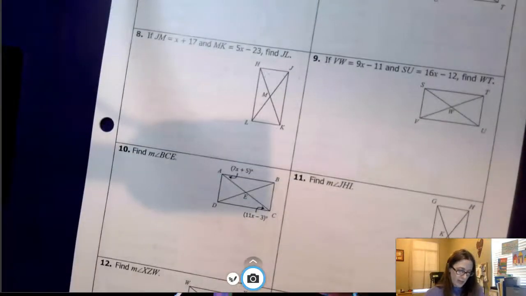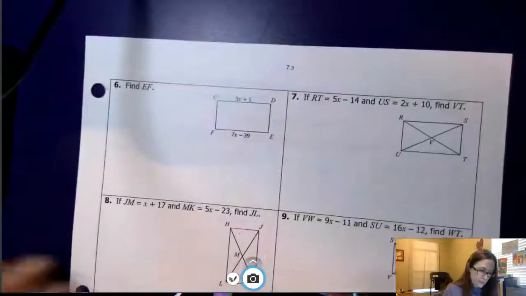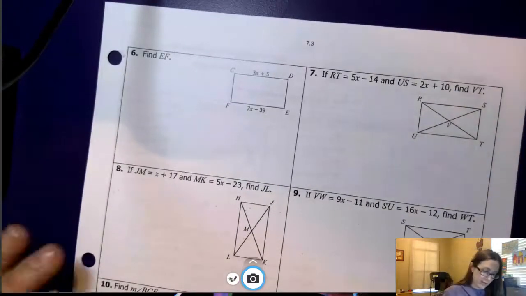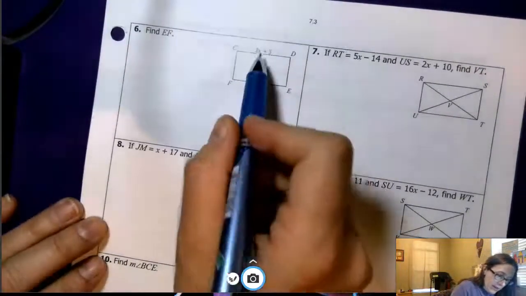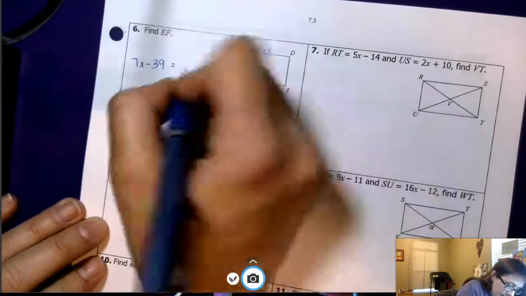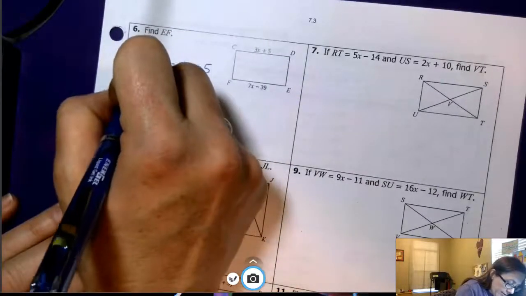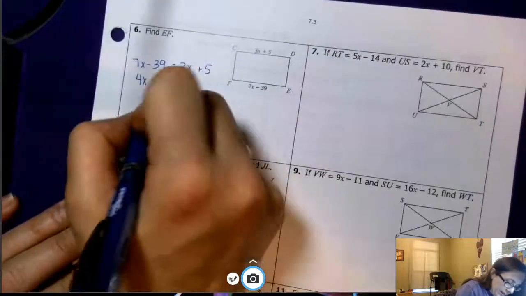Now going on to the next page, I am going to do the evens with you right now. I'll give you the answers to the odds so you can check them, but we'll do the evens together. So if you want to pause and work them out on your own first, I strongly suggest that. Okay, if we are solving for a letter x or a side, opposite sides are equal. We're going to do 7x minus 39 equals 3x plus 5. Subtract, I get 4x. Add, I get 44. Divide, I get x equals 11.